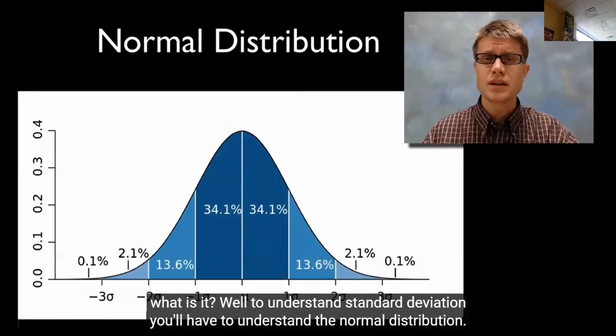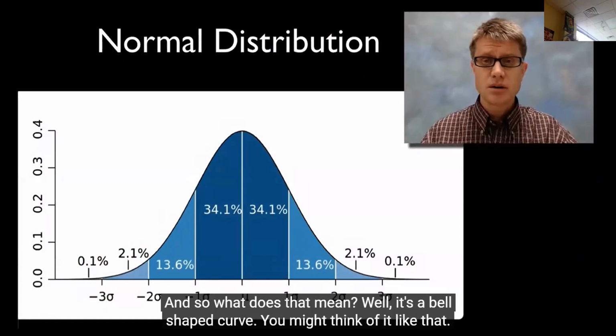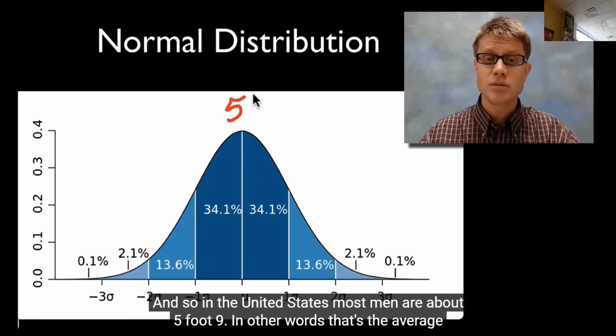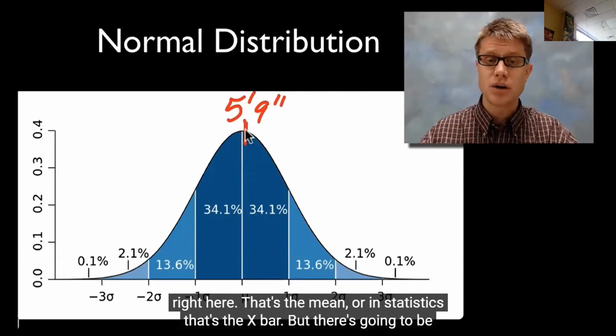First of all, what is it? To understand standard deviation, you have to understand the normal distribution. It's a bell-shaped curve. In the United States, most men are about 5'9". That's the average right here. That's the mean, or in statistics, the X bar.